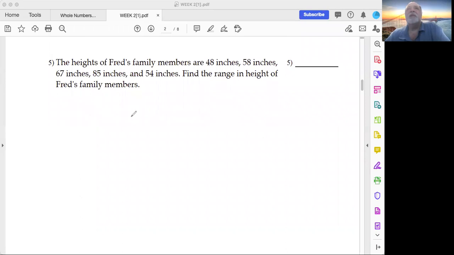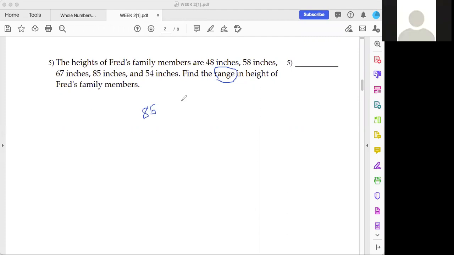Okay. Here we go. The heights of Fred's family members are 48, 58, 67, 85, and 54 inches. Find the range in height for Fred's family members. Okay. So of these, what's the biggest value here? 85, right? And then what's the smallest value? 48, right? Okay.